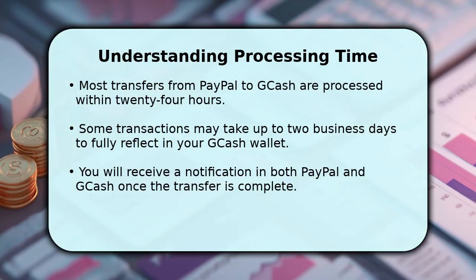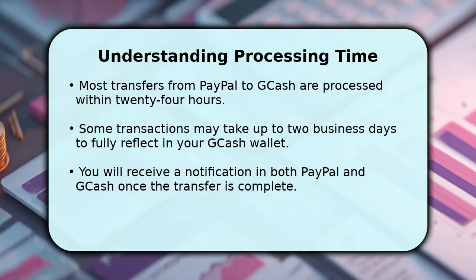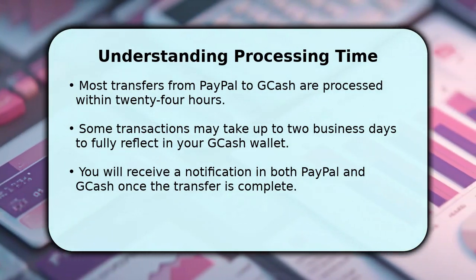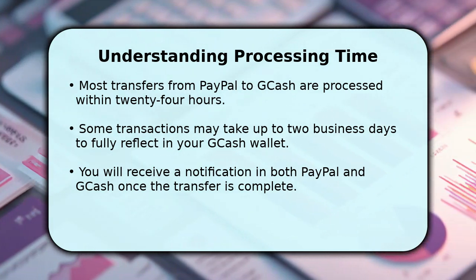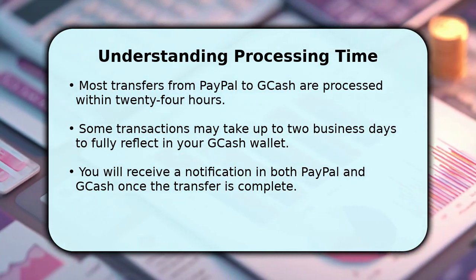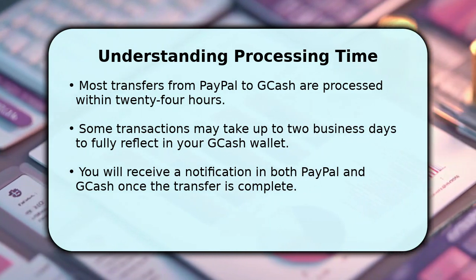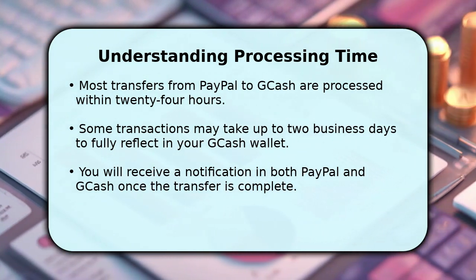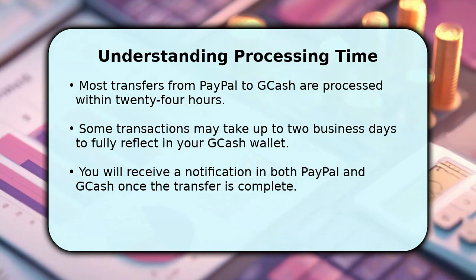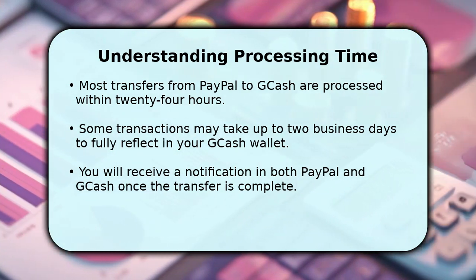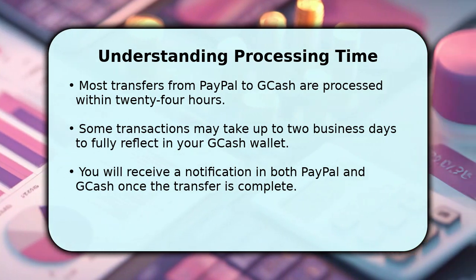After confirming your transfer, the funds typically arrive in your GCash account within 24 hours. However, in some instances, it might take up to 2 business days, especially if you initiate the transfer during weekends or public holidays. You can always check the status of your transaction within your PayPal activity log and your GCash transaction history.